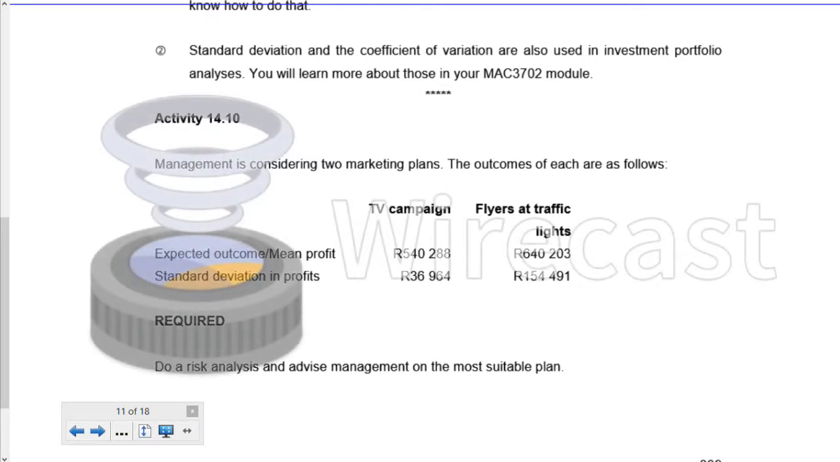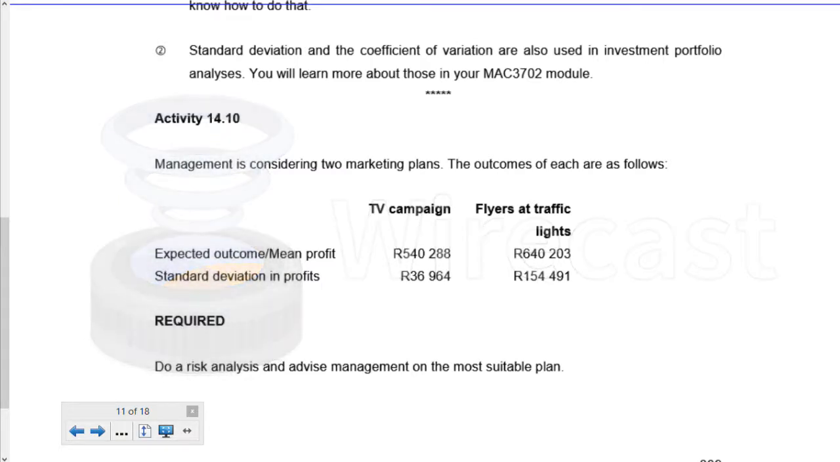Anyway, if you stand at the traffic light, then your expected outcome is 640. But here, their risk is much higher, isn't it? Either people really like it, and then you could actually get 640 plus 754, or people will just throw the papers away and then it'll be minus 154. So those are the two. They ask you to do a risk analysis. I've already started doing it for you.